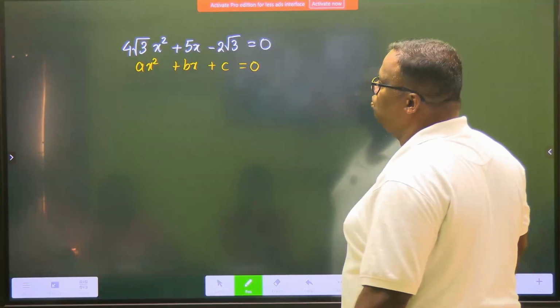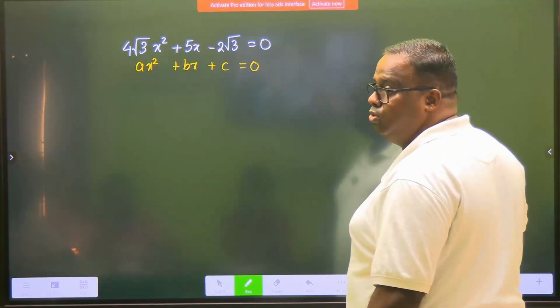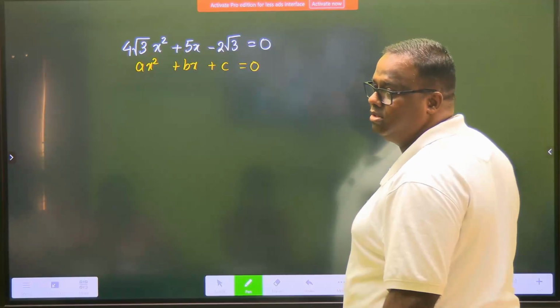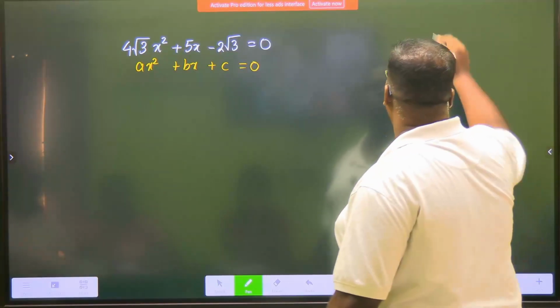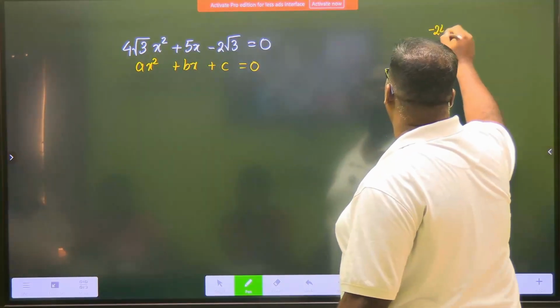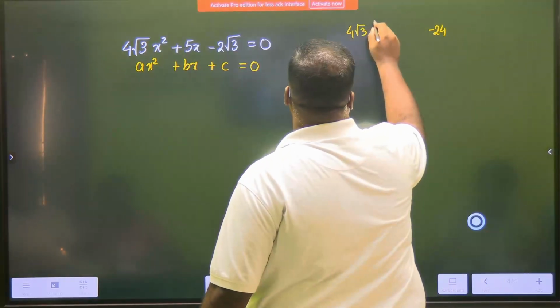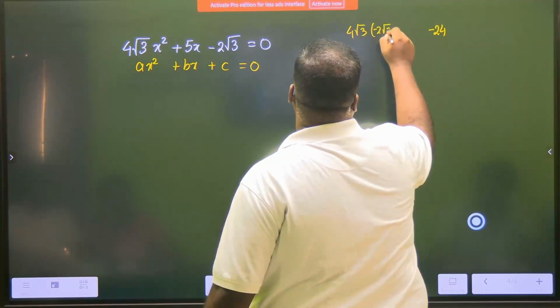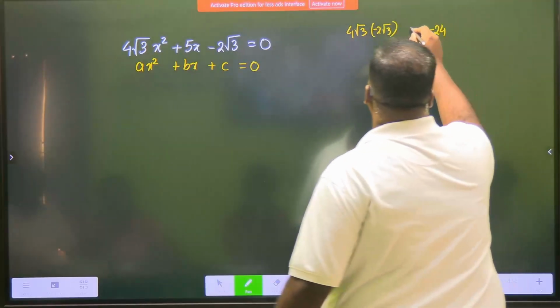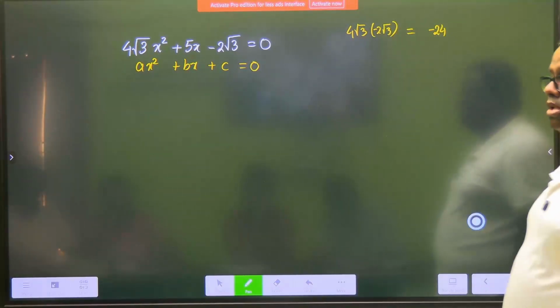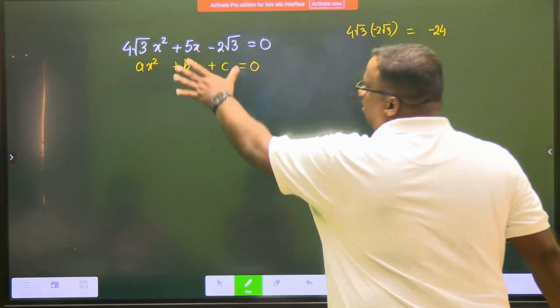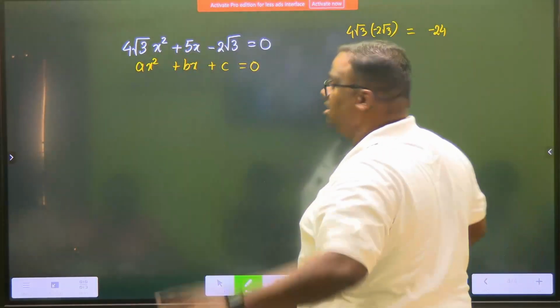4 into 2 will give me minus 8. Root 3 into root 3 is how much? 3. So it is minus 24. Do you agree or not? How did I get it? 4 root 3 multiplied by negative 2 root 3. This is minus 24. If the problem is like this, it is quite easy.